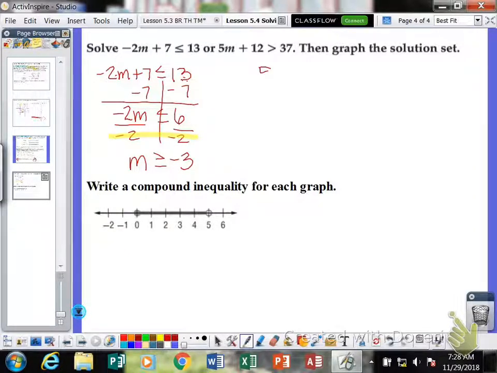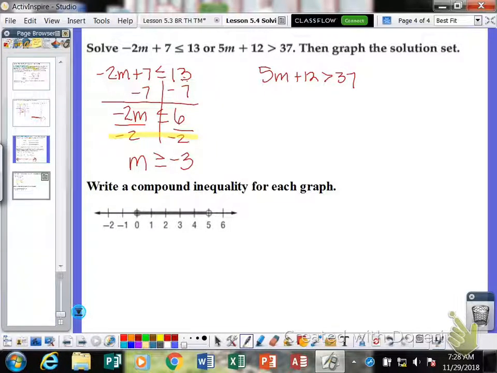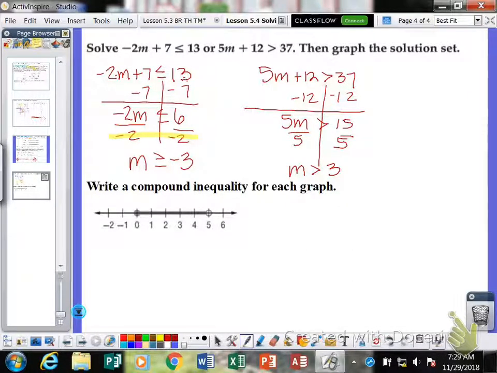Then 5m plus 12 is greater than 37. Draw your line down, minus 12. I get 5m is greater than 15. Divide both sides by 5. I get m is greater than 3. So I have m is greater than or equal to -3, and I have m is greater than 3. So we need to graph that.